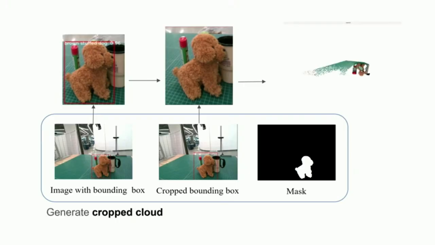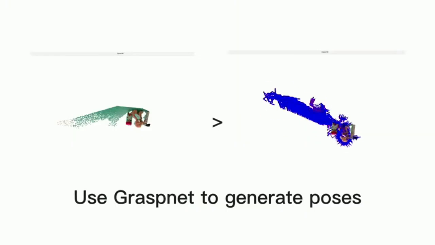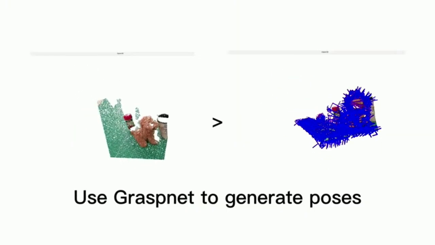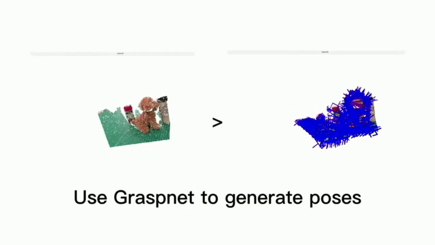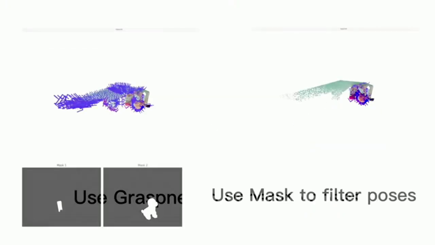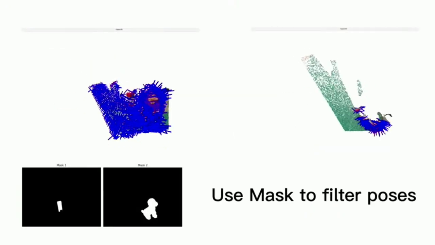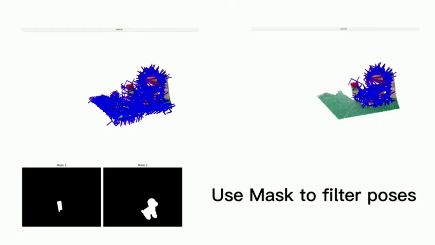Because we want the system to consider the stuff around the objects we want to grasp, we will give a 10px crop bounding box. And after that, we will use GraspNet to generate poses, like it shows. And we will use the mask we segmented before to filter the poses, so that for now, the poses should only focus on the toy dog.